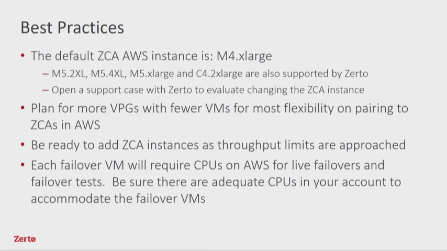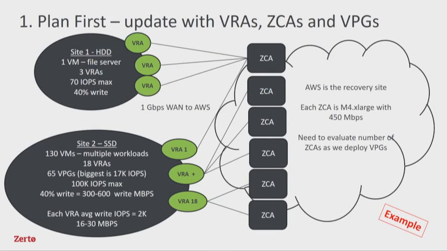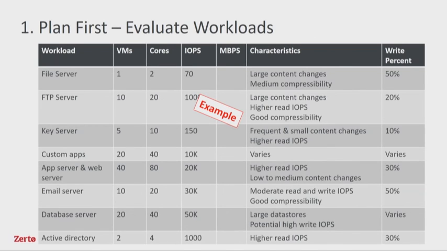So that's another thing to think about. If you might have noticed on the prior slide, we did recommend that you note down the number of CPUs for those VMs, because for every ZCA instance, you've got to be sure that you've got that number of cores in your account, or you'll have to wait and go open a ticket with AWS, get more cores added to your account before you could do a successful failover, or failover test for that matter.